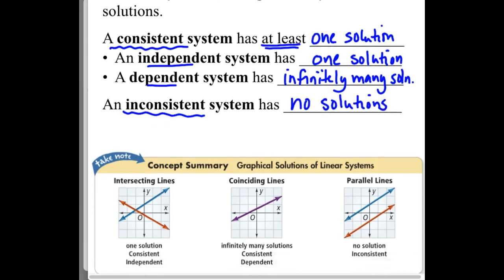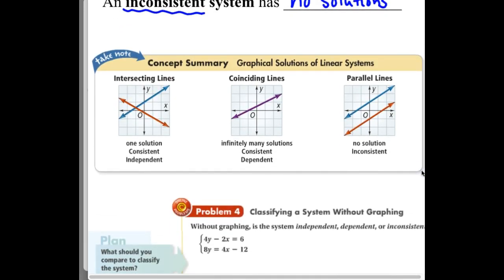All right, so what we would see in our picture, if we have two lines that intersect at one point, this would be a system that has one solution. So we would call it consistent and independent. We'd need both of those terms. If we have coinciding lines, that means we have two equations that really represent the same line. So when we graph them, they land on top of one another. This is where we say there are infinitely many solutions. Every point on the first line is actually going to be a point on the second line. And then this one would be classified as consistent but dependent, not independent.